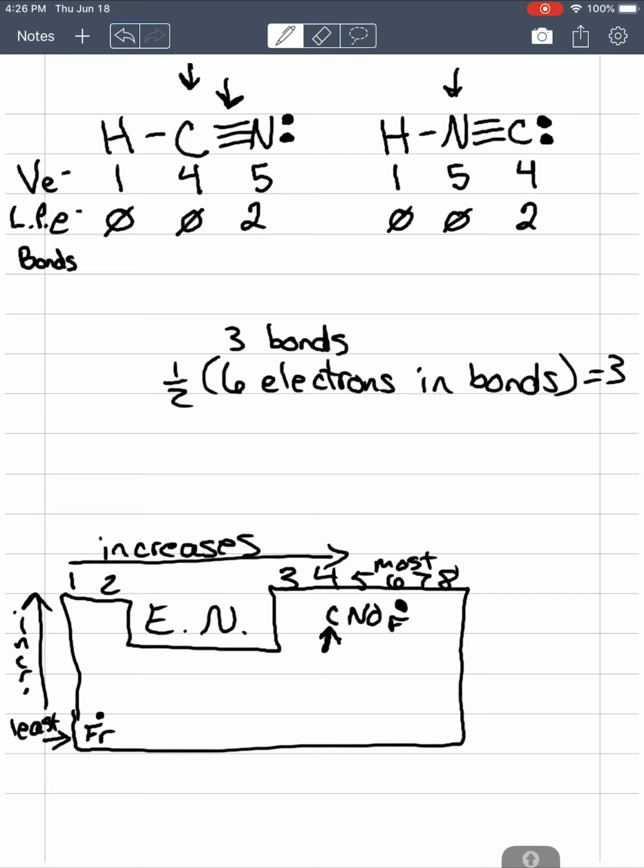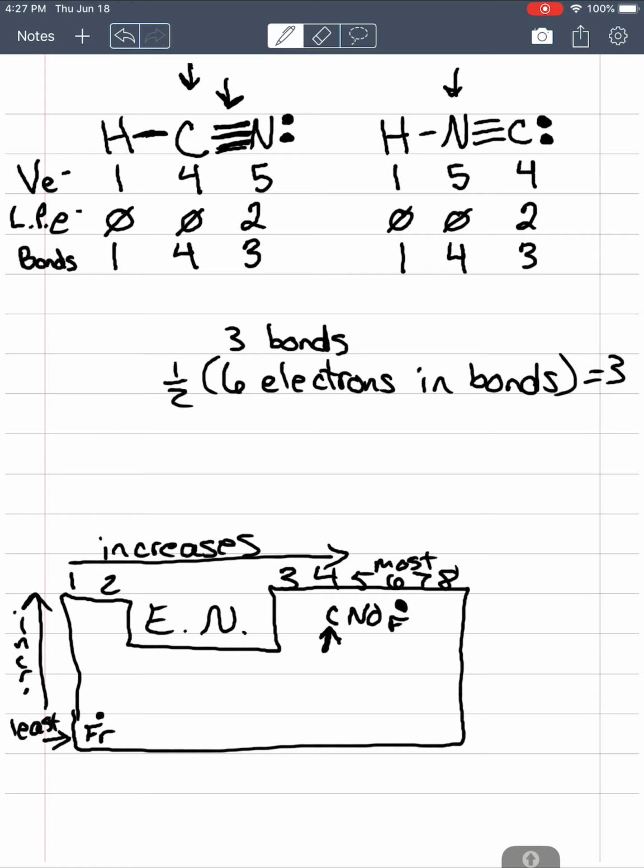So then we're going to look and see how many bonds are attached to them. Hydrogen has one bond attached. Carbon has this bond here and then a triple bond on the other side, so that's 4 bonds. Nitrogen has 3 bonds in that triple bond. Hydrogen here is the same, 1 bond. Nitrogen has 4 bonds attached, and carbon has 3 bonds attached.